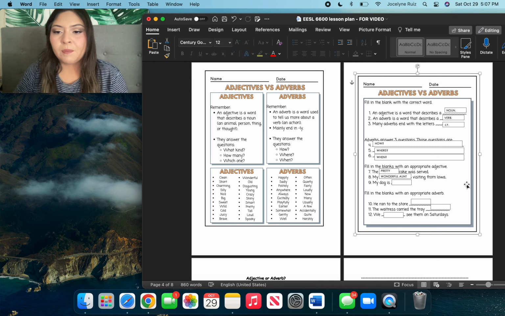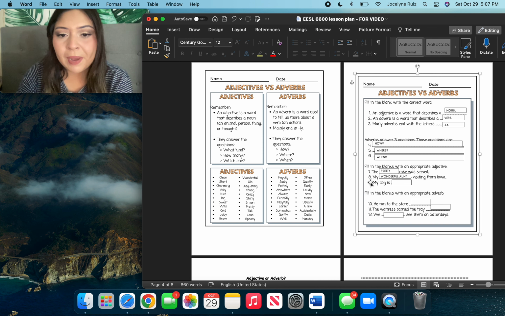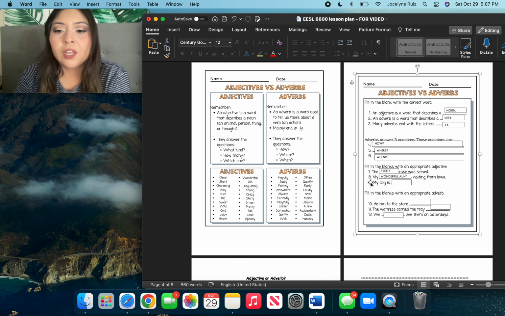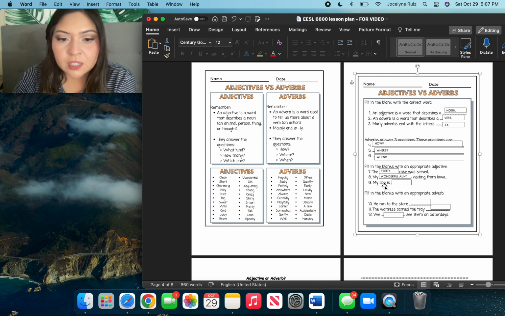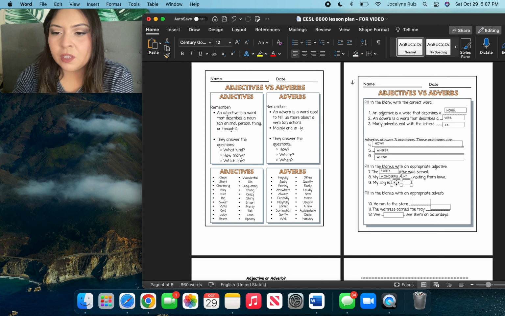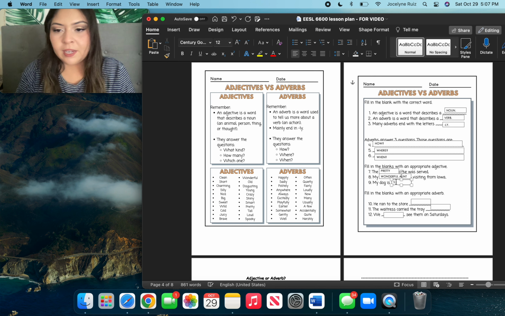Okay, and number 9, my dog is blank. We can put my dog is sweet, my dog is loud, because dogs bark. But in this case, we'll put my dog is sweet, because usually dogs are friendly, dogs are nice, so we can go ahead and describe them as sweet.